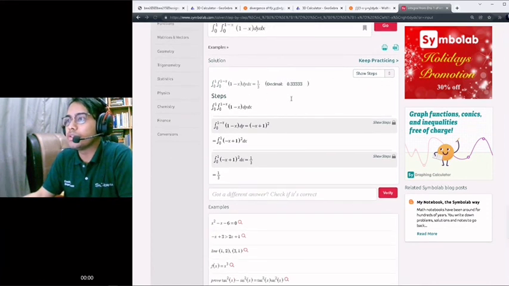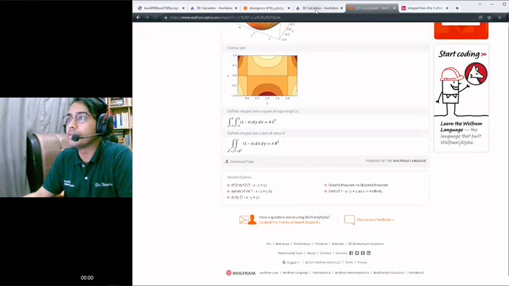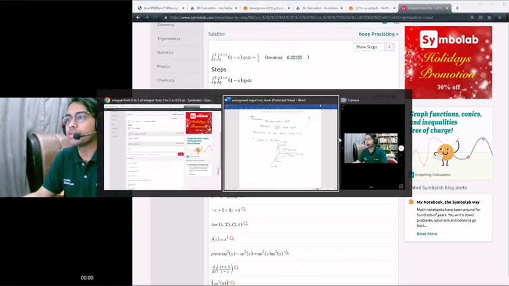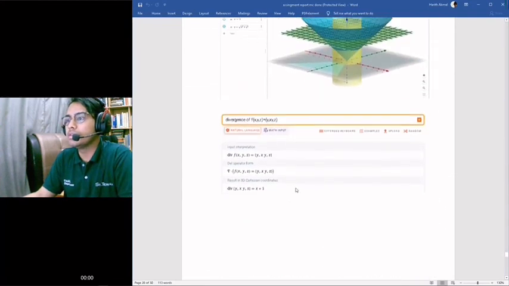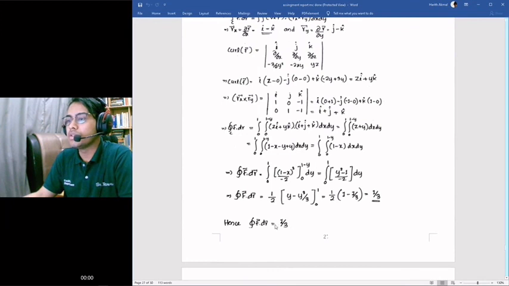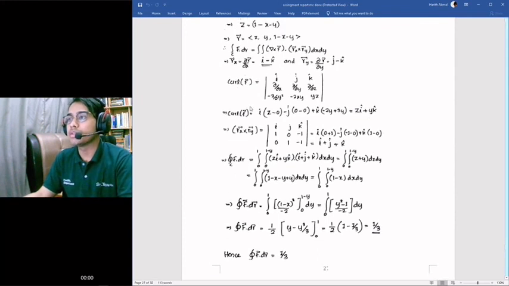From the calculation, the software has given us 1/3 for the final answer. Checking manually, we have also got 1/3. Hence the software has proven it correct, and our calculation has proven correct as well.